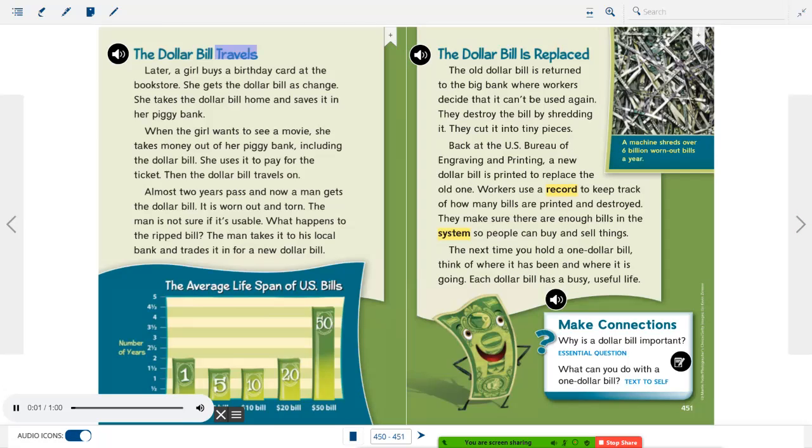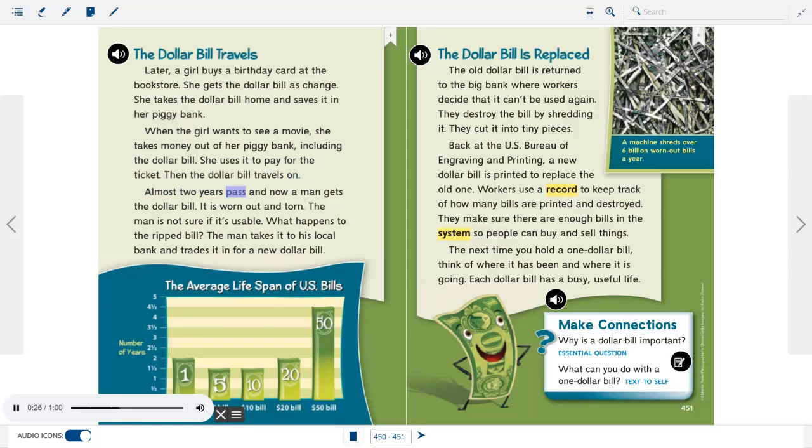The dollar bill travels. Later, a girl buys a birthday card at the bookstore. She gets the dollar bill as change. She takes the dollar bill home and saves it in her piggy bank. When the girl wants to see a movie, she takes money out of her piggy bank, including the dollar bill. She uses it to pay for the ticket. Then the dollar bill travels on.